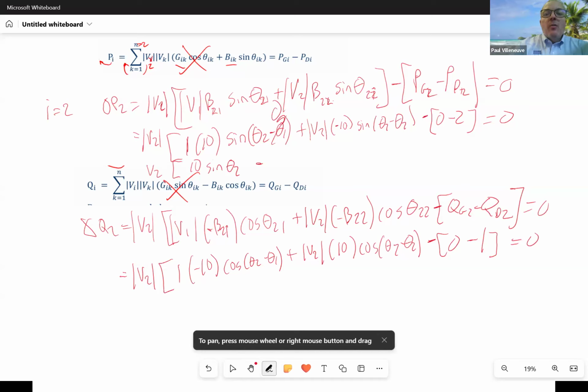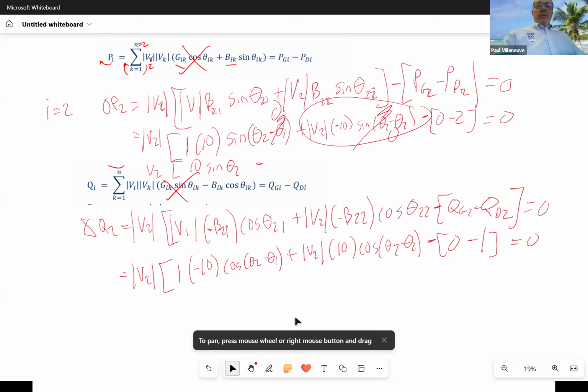Over here, what happens to V2 times minus 10 times the sine of theta 2 minus theta 2? What is the sine of theta 2 minus theta 2 equal to? Get it right. That's always 0. That never exists because the sine of theta 2 minus theta 2 is always, always, always 0. So this is completely gone. This whole thing doesn't show up in your final answer.